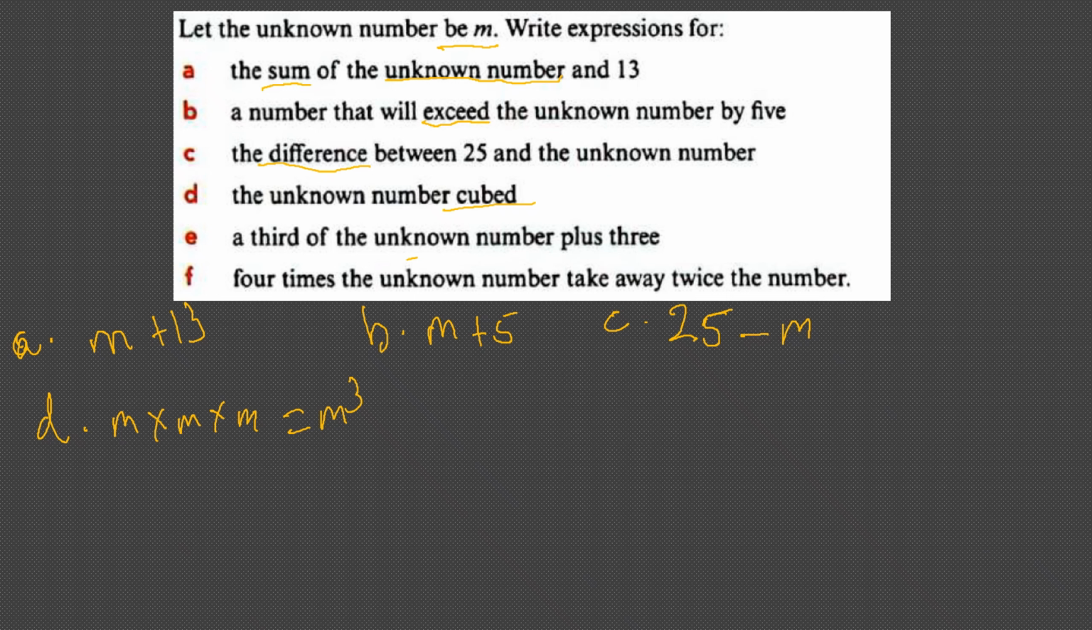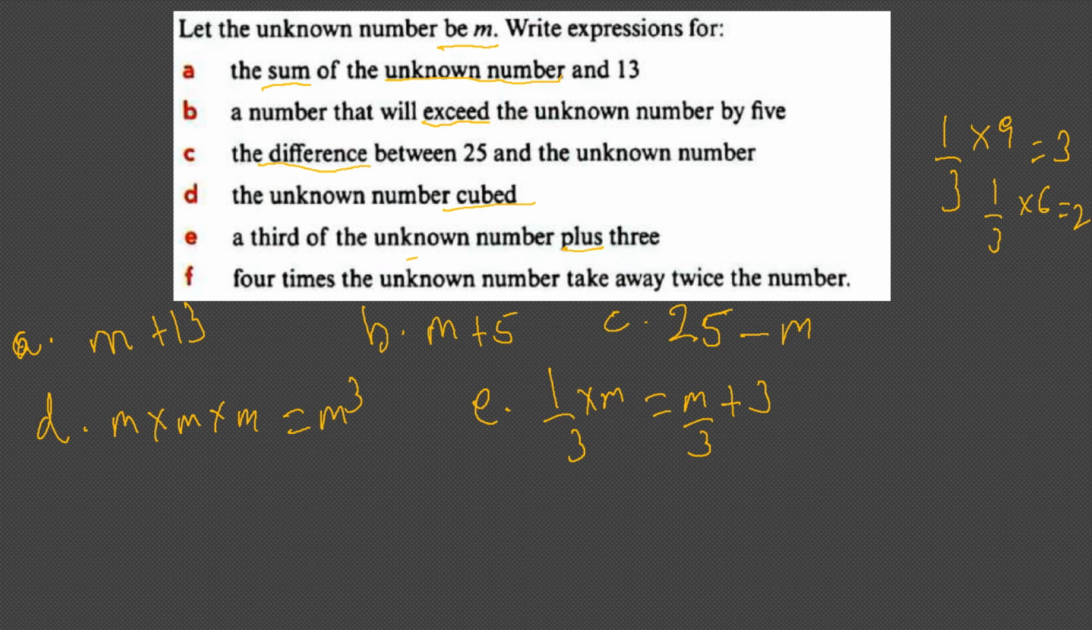Question E states a third of the unknown number plus 3. A third in math means 1 over 3 of a value. So a third of 9 means 1 over 3 times 9, which is 3. Or a third of 6 is 1 over 3 times 6, which is 2. So a third of the unknown number means 1 over 3 times that unknown number, so 1 over 3 times m, or in simpler terms, m over 3. And then you add 3 to that because plus means addition. So m over 3 plus 3. That's your answer for that.